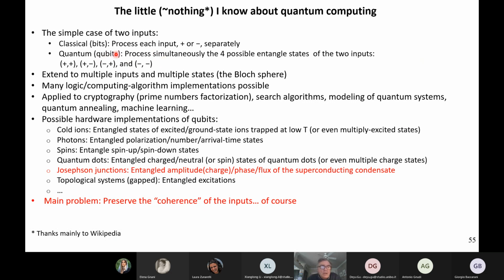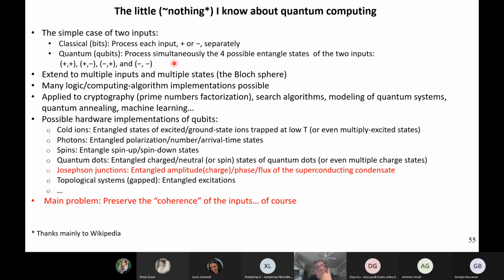In quantum computing, for the same case of 2 inputs, the 2 inputs will instead be considered to be entangled, which means that the 2 inputs are described by a single coherent wave function, which is a linear superposition of all the possible states that you might have. So the entangled states would be plus-plus, plus-minus, minus-plus, which are different because the 2 inputs are considered to be distinguishable, and minus-minus. So these are 4 different states rather than 2, and you can process them simultaneously.